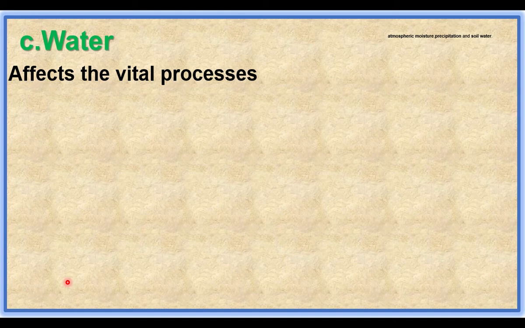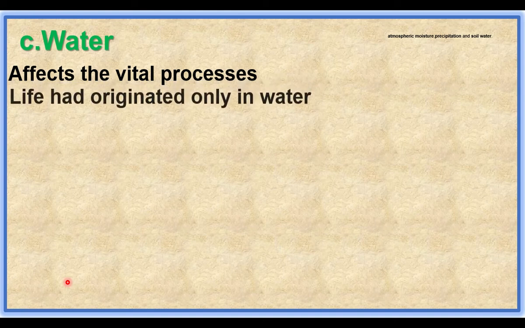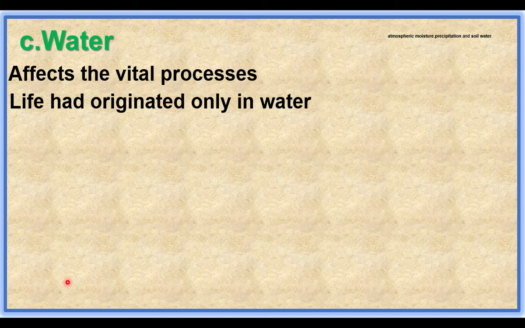Water is an important factor. It affects vital processes. Plants get water from the atmospheric moisture and rain and from the soil water. It is believed that life had originated only in water. After the formation of earth, the first life appeared on water. In the beginning years, the life was on water only.